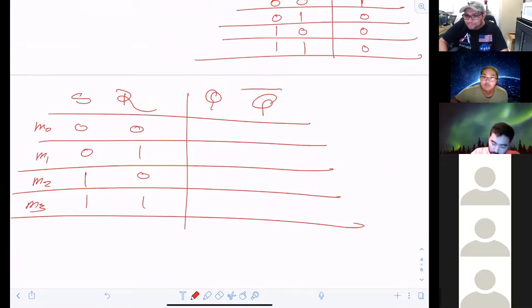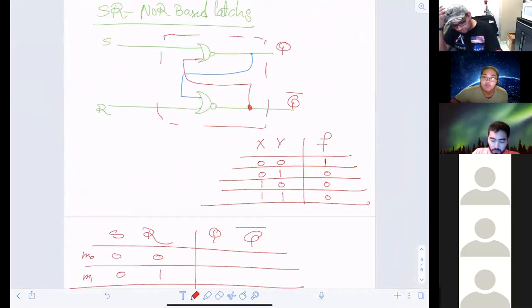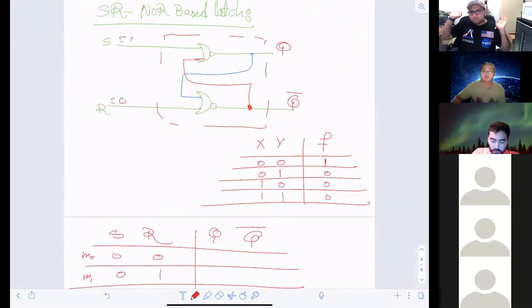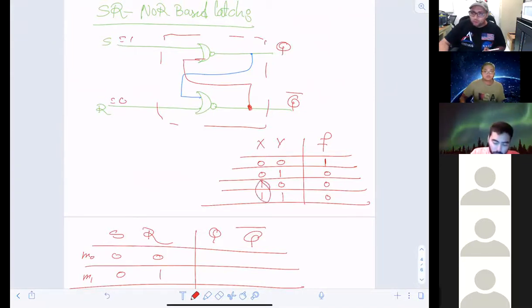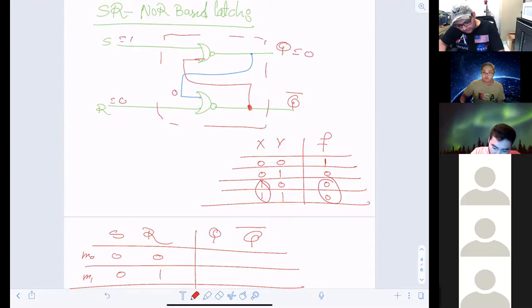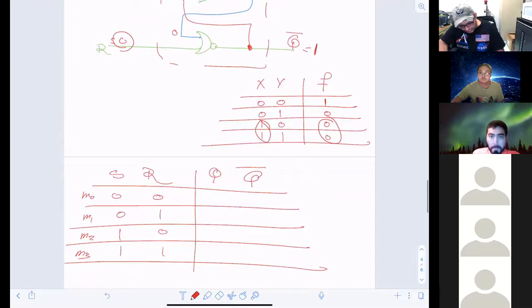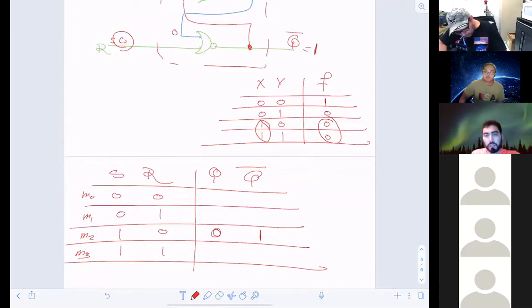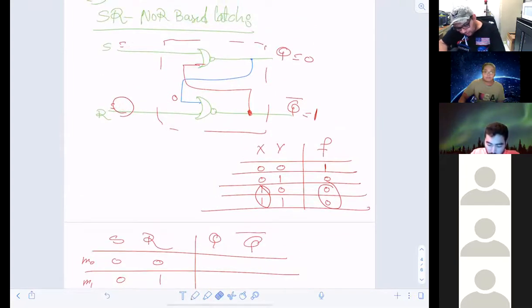Now we're going to do the same trick. If S is equal to 1 and R is equal to 0, let's look at what will happen. If any input of the NOR is equal to one, the output will be zero. So this is equal to zero. Then if I take this zero and put it here, with that zero the output will be one. Makes sense, right? So Q in this case is equal to zero while Q bar is equal to one. Then I can write here 0, 1.